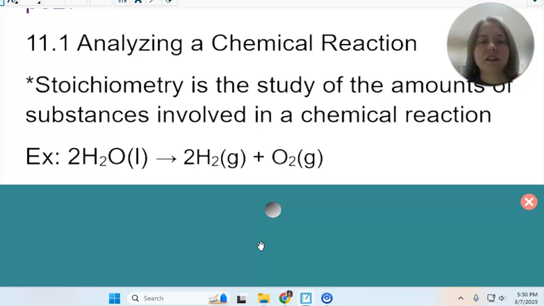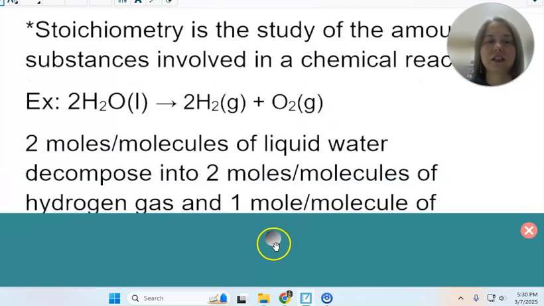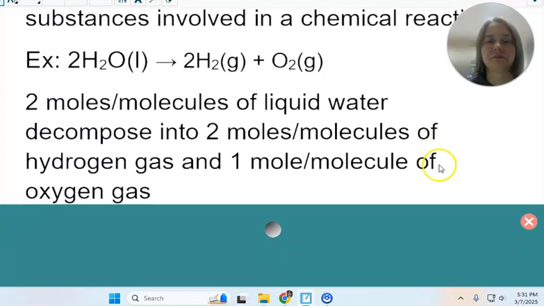So if we look at this, please write down this chemical equation. 2 moles of liquid water decompose to form 2 moles of hydrogen gas and 1 mole of oxygen gas. So please write this down. 2 moles or molecules of liquid water decompose into 2 moles or molecules of hydrogen gas and 1 mole or molecule of oxygen gas. So if you notice, we could do it in mole ratios, or we could think about these as actual molecules.